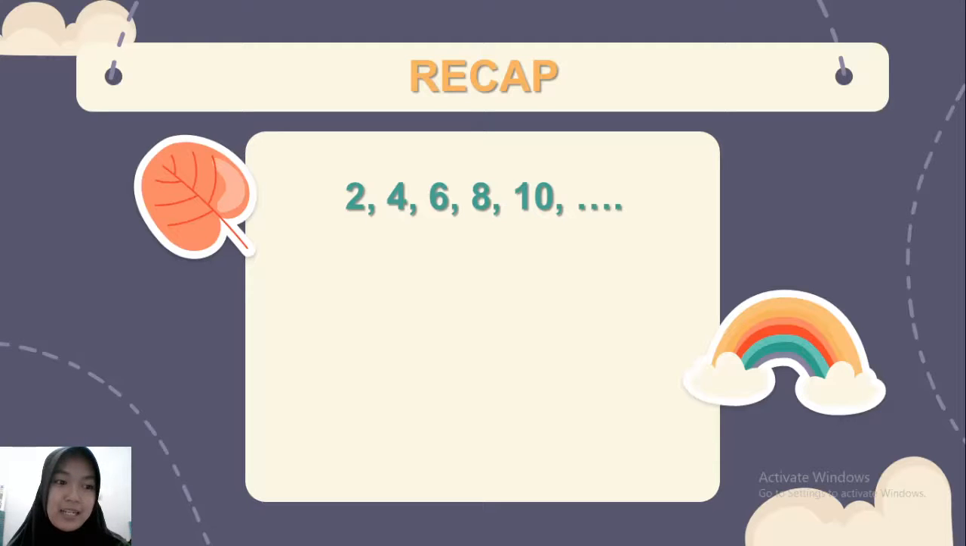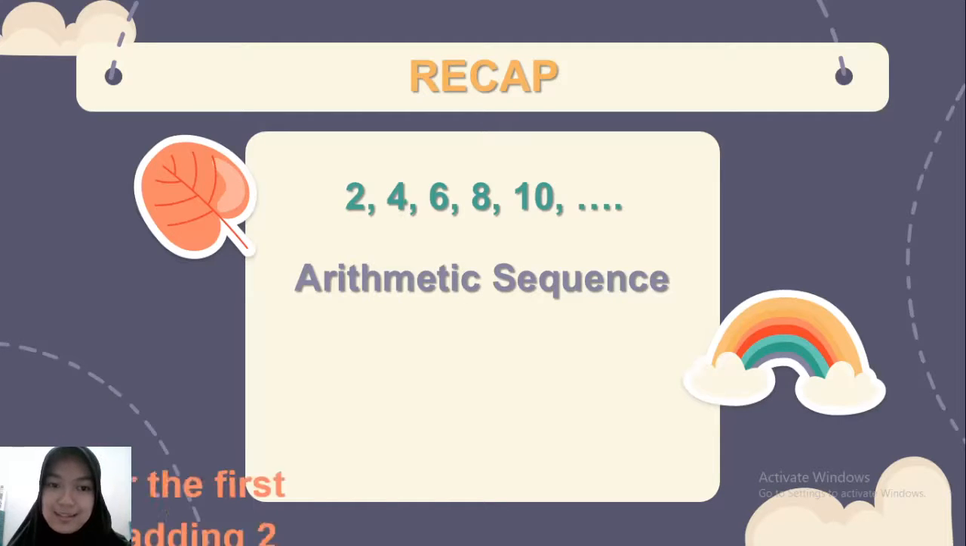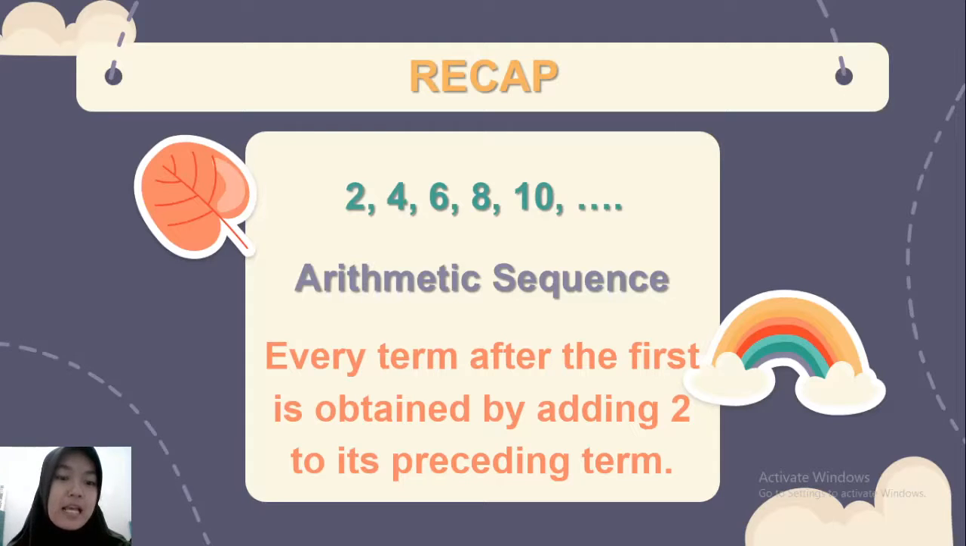Showing on your screen is the sequence 2, 4, 6, 8, 10, and so on. What type of sequence is this? Yes, very good. This is an arithmetic sequence because every term after the first is obtained by adding 2 to its preceding term. You really do master our previous topic of arithmetic sequence. Good job!